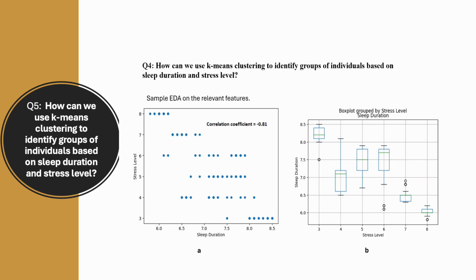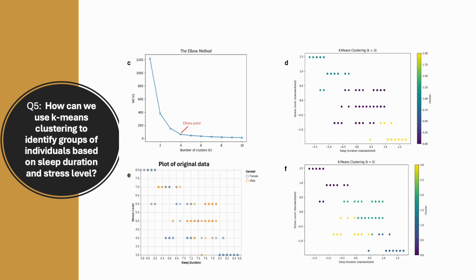In this guiding question, our main objective is to identify a distinct cluster of individuals based on their sleep duration and stress level, and also determine the optimal K using the elbow method. So a quick EDA was performed, and we found that there's a negative correlation between stress level and sleep duration, and we also used this box plot to find out if there are outliers. We proceeded to find the optimal K using the elbow method and performed K-means clustering using K equal to 3 and K equal to 4.